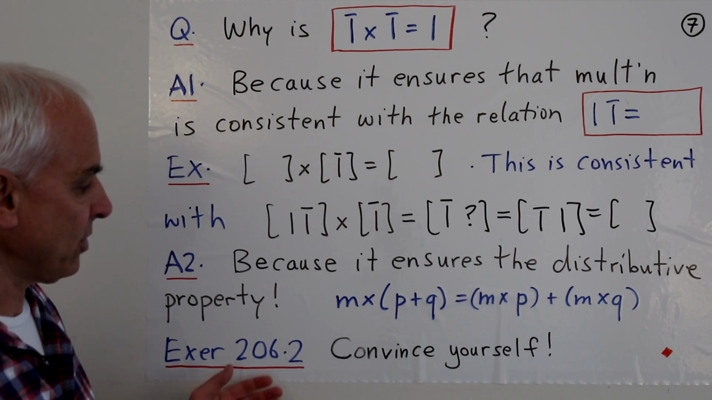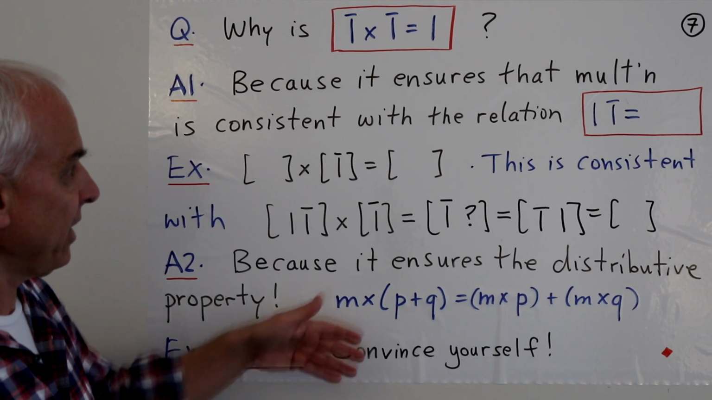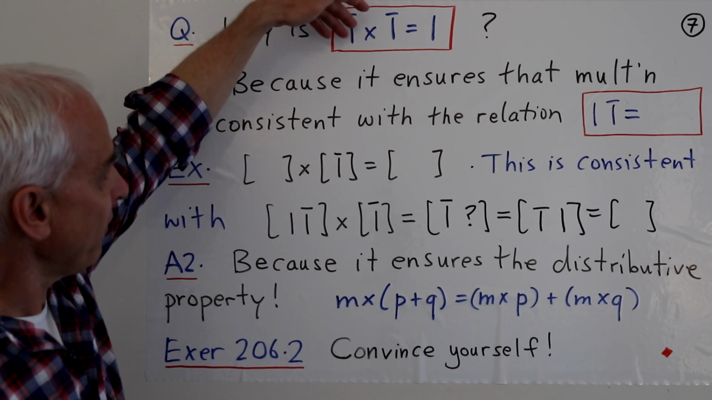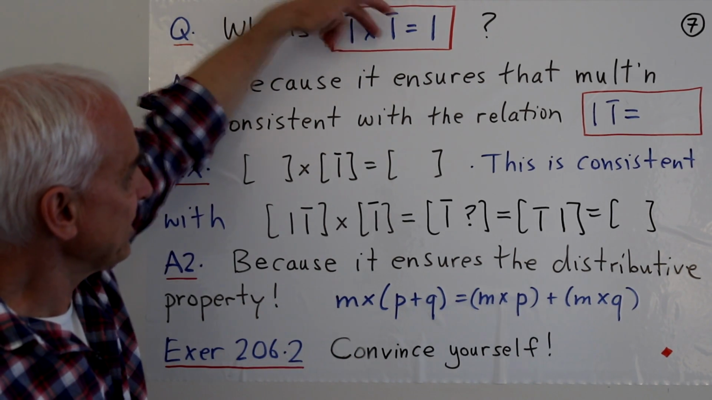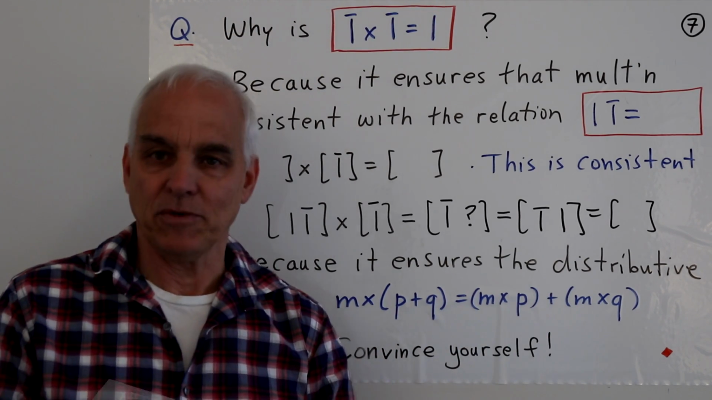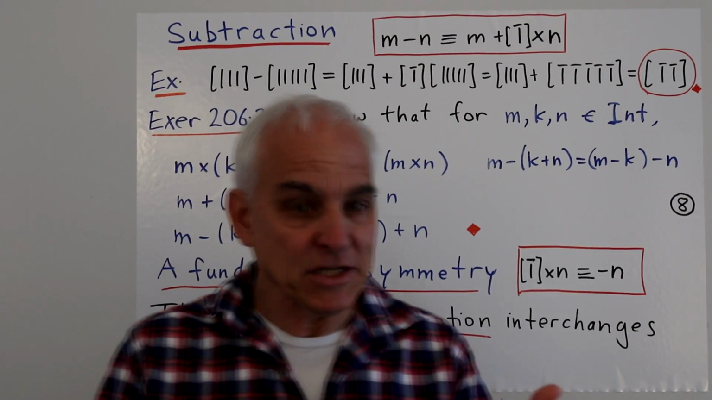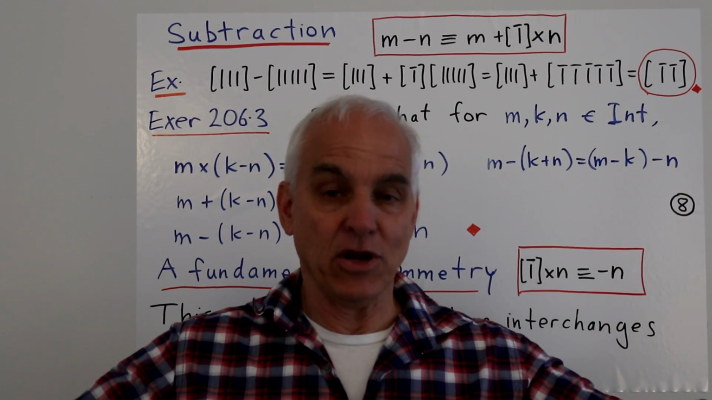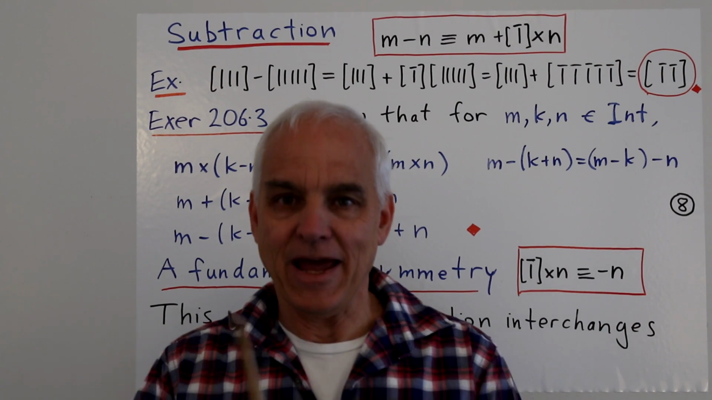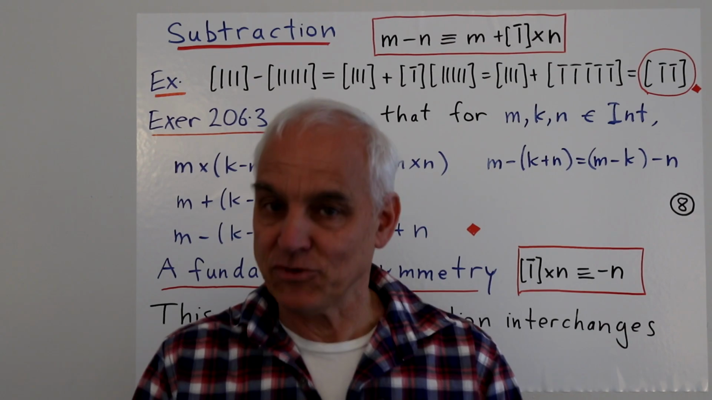And I'm going to let you convince yourself that this is a true fact, and that it does really involve this particular fact. This has to be the way it is in order for this kind of distributive law to work smoothly. Now, of course, one of the main reasons for having integers is so that we can also have subtraction as a key operation.